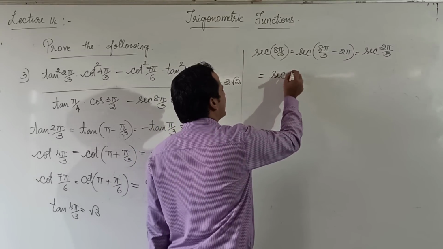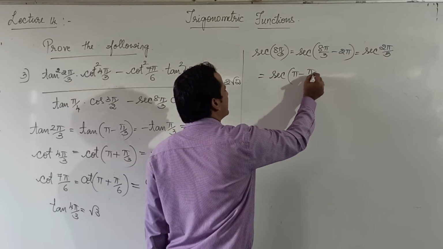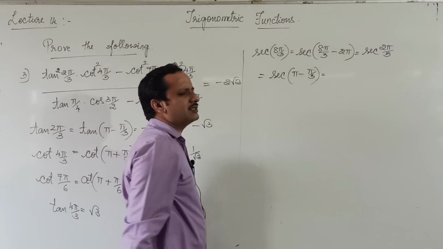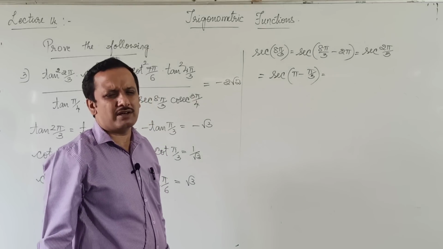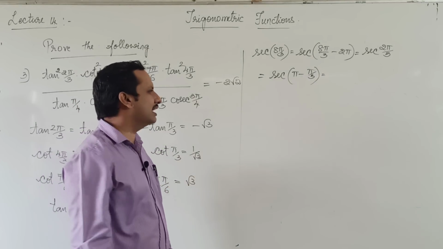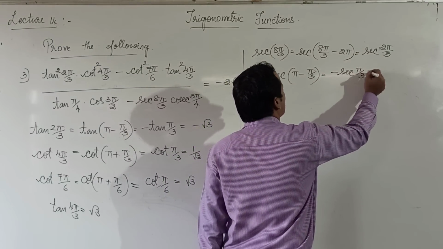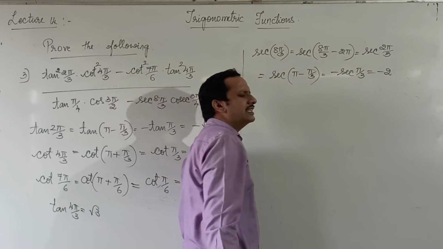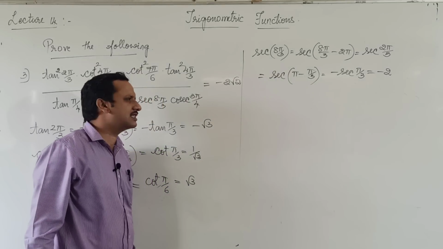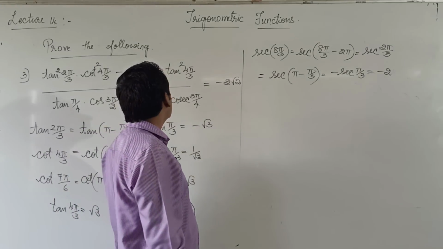Secant 2 pi by 3, I'll write it as secant of pi minus pi by 3. It's in the second quadrant, pi minus theta. In the second quadrant, secant is negative. So this will be minus secant pi by 3, that's equal to minus 2. Pi by 3 is nothing but 60 degrees. Cos 60 is 1 by 2, so secant 60 is 2. Hence you get minus 2.